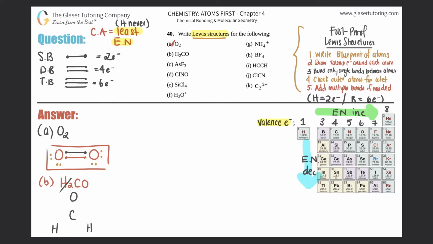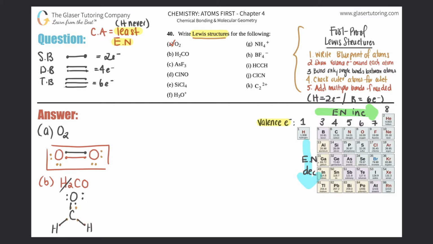So I will put carbon as having 4. 1, 2, 3, 4. Each hydrogen has 1. And then this oxygen will have the 6. 1, 2, 3, 4, 5, 6. So now bond only single bonds between the atoms. So 1 electron, that makes a single bond. 1 electron, single, and then 1 and 1.